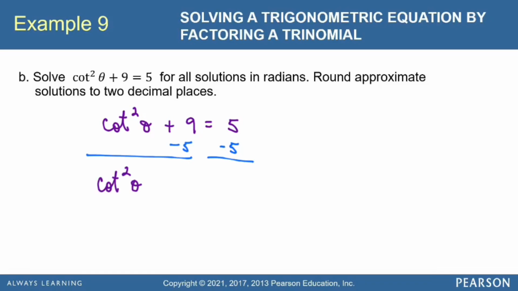And that would give us cotangent squared theta plus 4 equals 0. Now we can try to factor this, so let's go ahead and write down our two sets of parentheses and see if we can reverse the FOIL process.